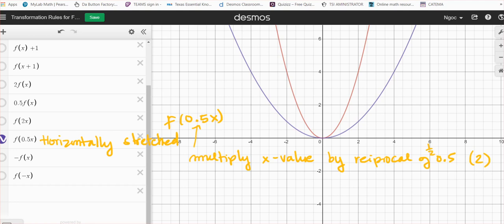So let me just pick points on our parent function. The point on our parent function is -1, comma 1. Now we'll take this point and we'll take the x value only. So we take the x value, which is -1, and we multiply by 2. So that will give us -2, comma 1. That will be our new point right here. So that's what you can see, that the graph stretches horizontally.